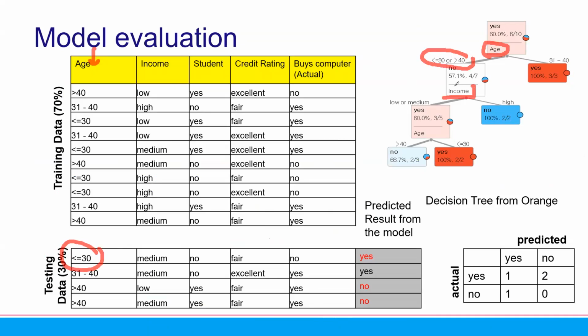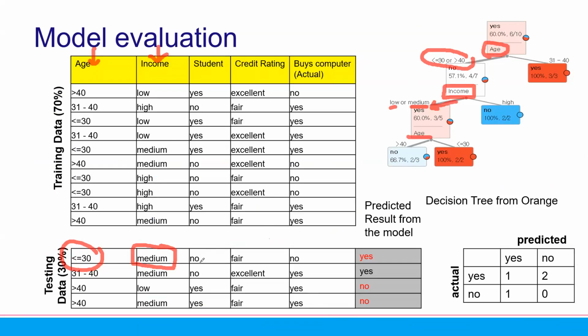Now I need to check income. What is income? Income here, what is it? Okay, we have medium. Then we have this side, because it shows two conditions, low or medium. And then we have age.